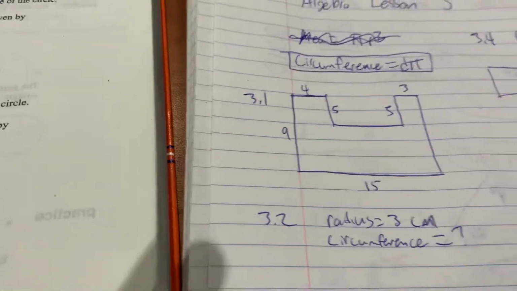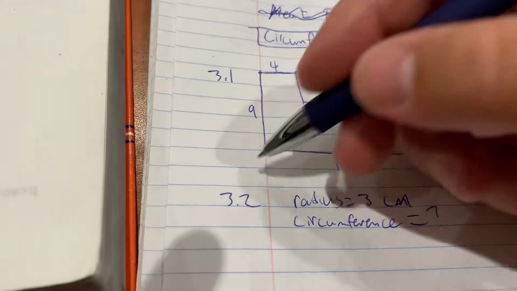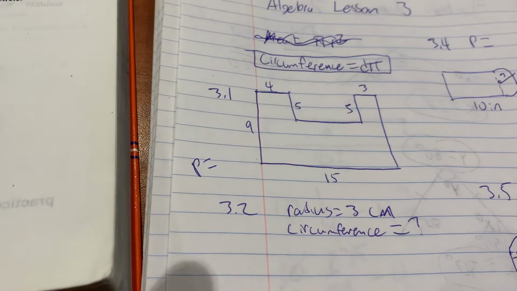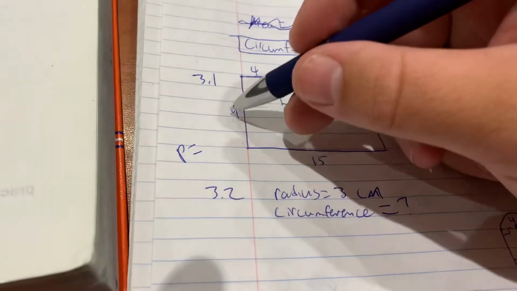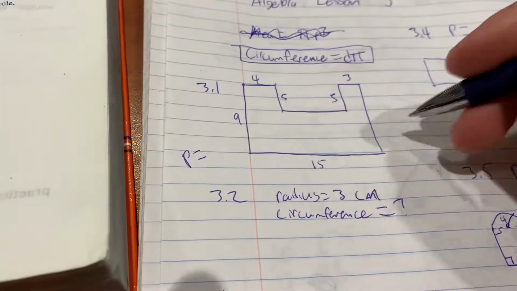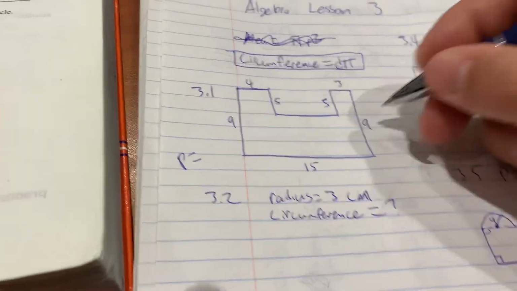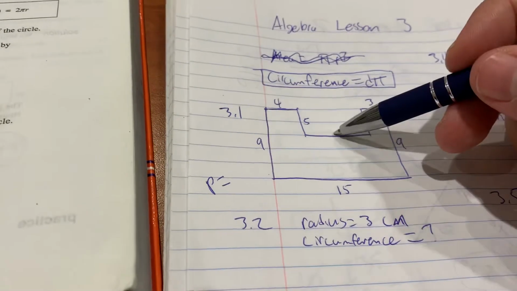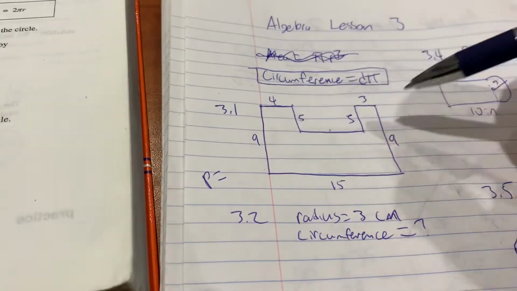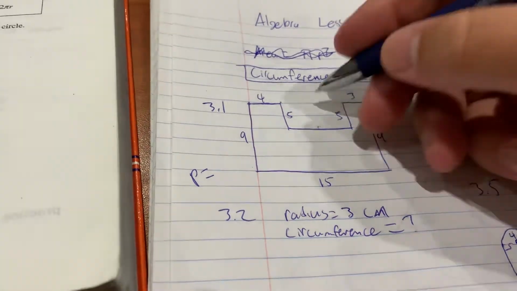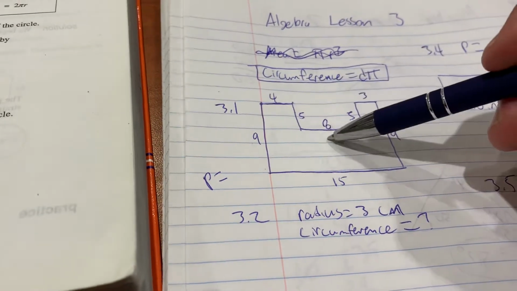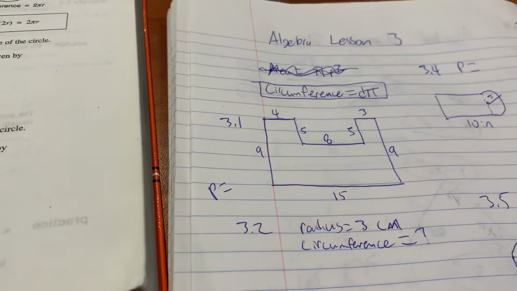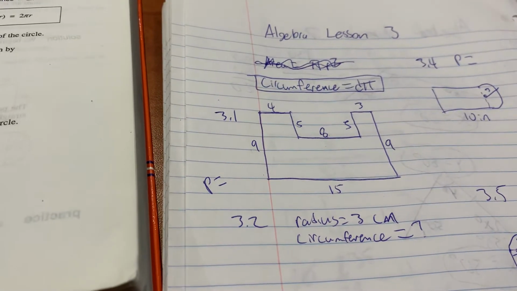First example, 3.1, is just finding the perimeter of this shape that is formed of rectangles. We just have to fill in the missing sides. If this side over here is 9, this side is the same, it's also going to be 9, and then we also need to fill in this missing side. 4 plus 3 plus something equals 15, so that missing number has to be 8, because I know that these 3 sides combined have to be the same as this side, so I got 8 for that missing side.